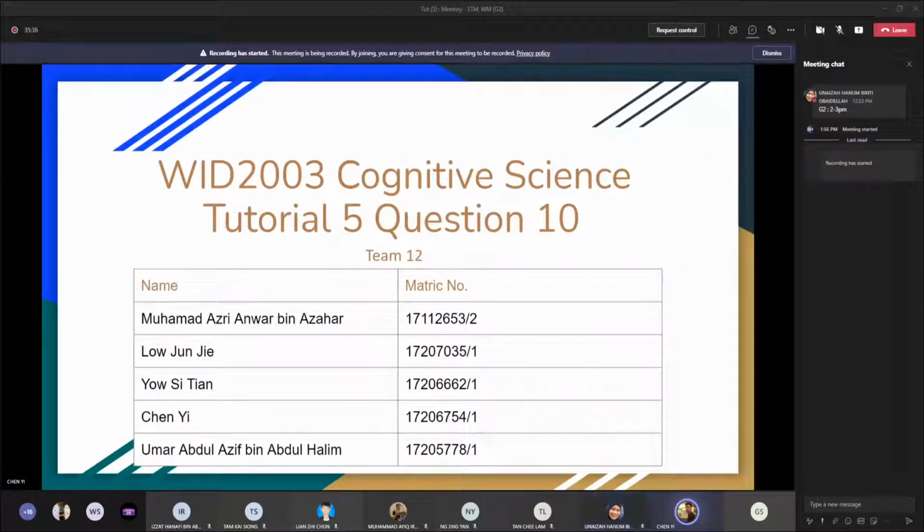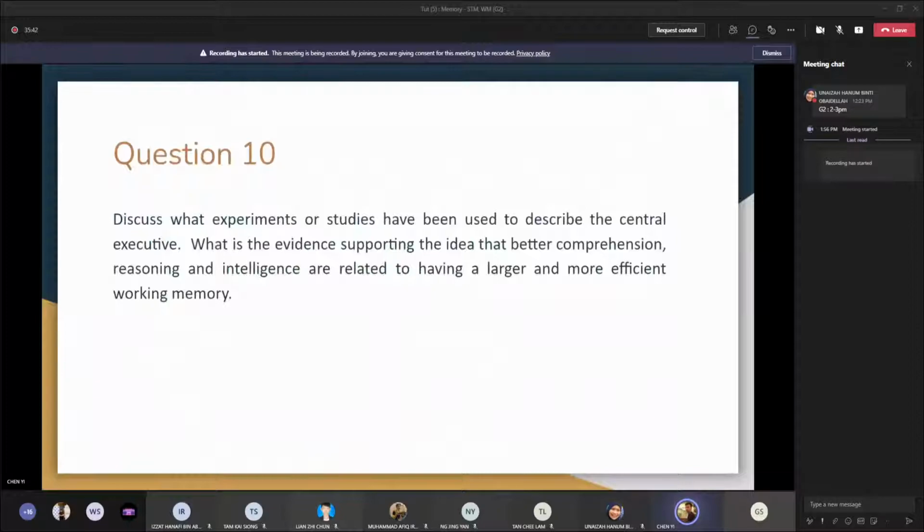Okay. So again, good afternoon, doctor, and all my fellow classmates. I will represent Group 12 to present for question 10, which is basically to discuss what experiments or studies have been used to describe the central executive, and what are the evidences supporting the idea that better comprehension, reasoning, and intelligence are related to having a larger and more efficient working memory.